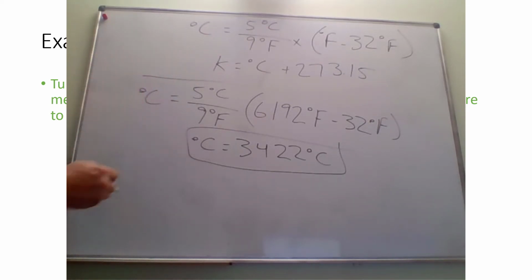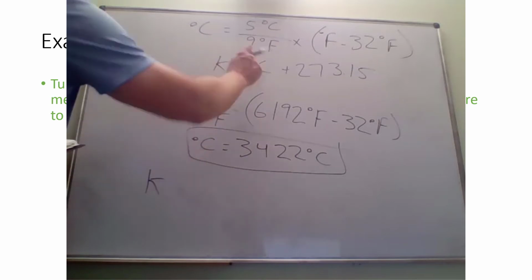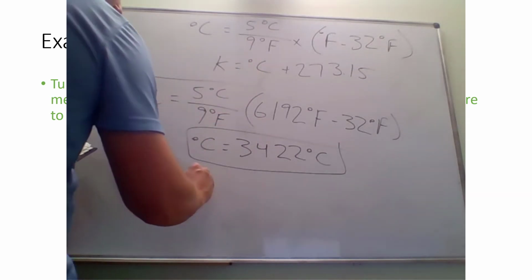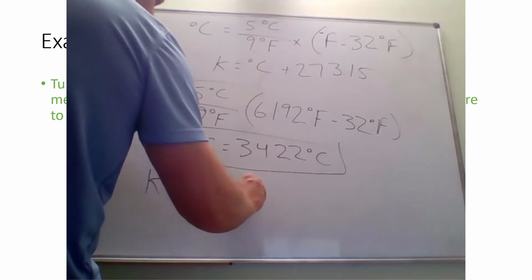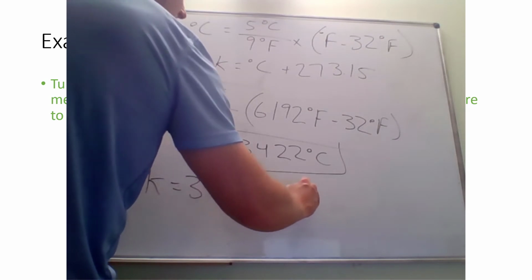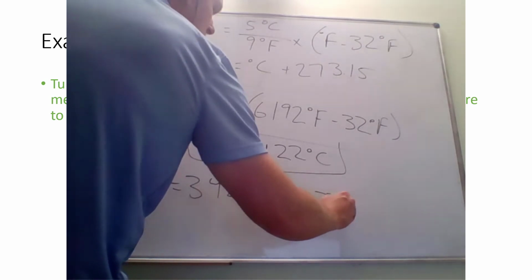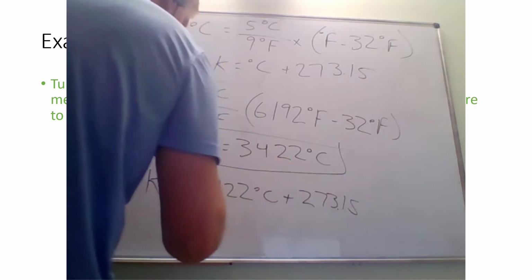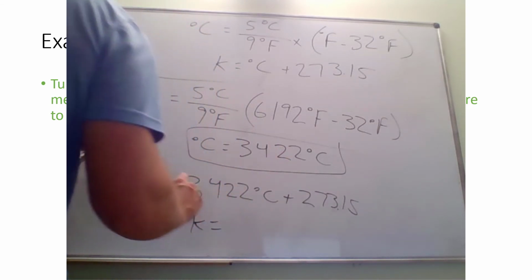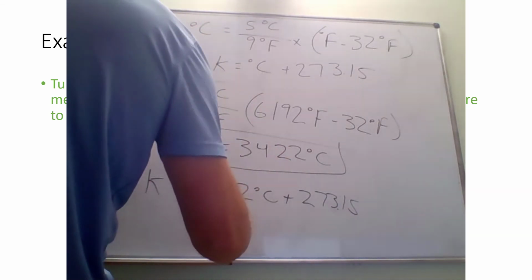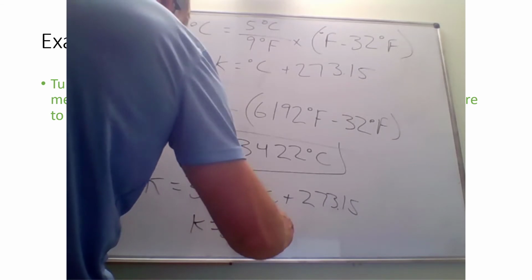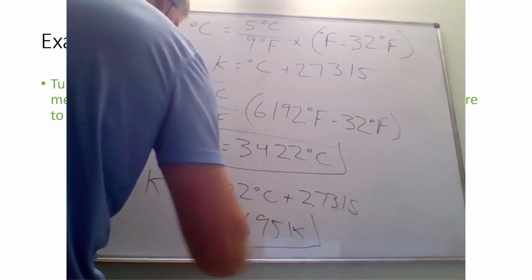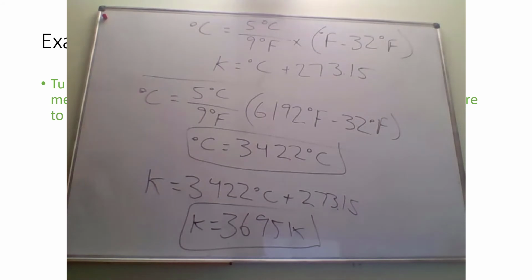And then finally, we can now solve this for Kelvin by using our other conversion factor. Kelvin is equal to 3,422 degrees Celsius plus 273.15. And we find that our answer in Kelvin is equal to 3,695 Kelvin. So, simple conversion factors to do some chemistry related math problems.